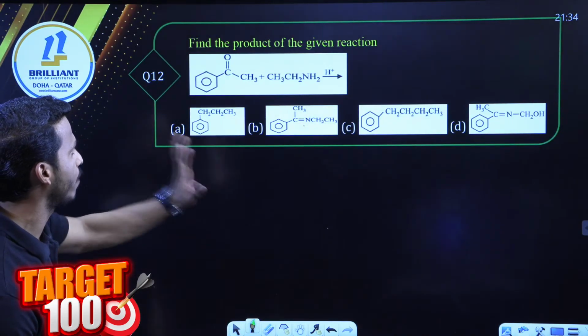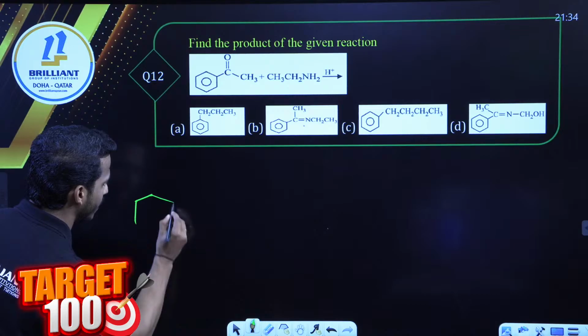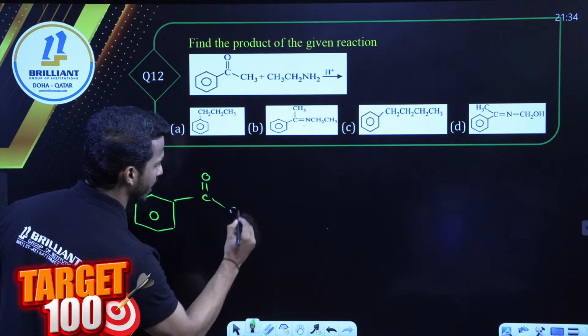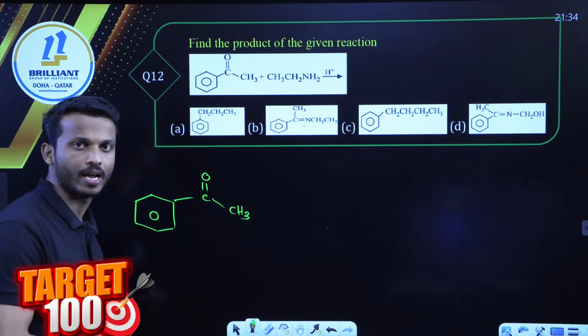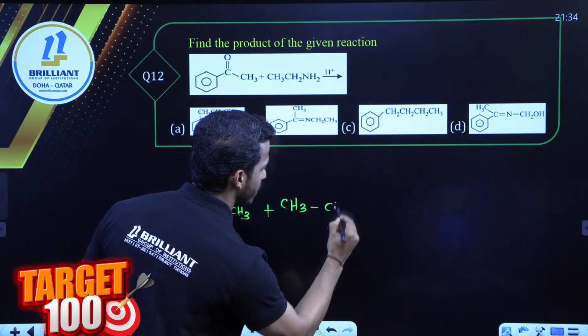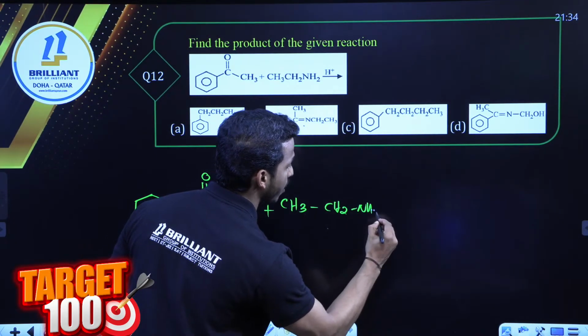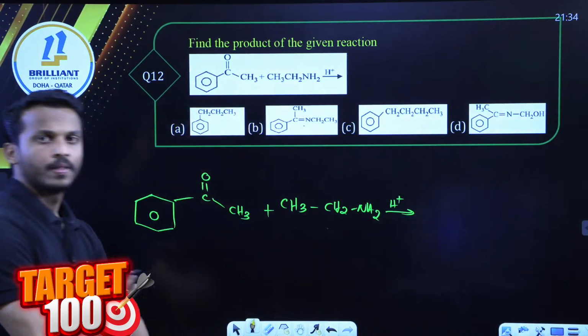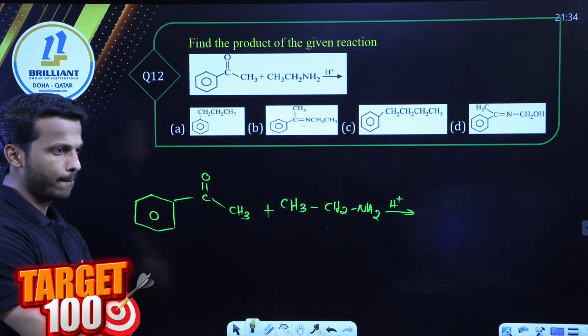Next question. Find the product of the given reaction. Let me just rewrite the equation. Benzene with COCH3, it's called acetophenone, treated with CH3CH2NH2, an amine. What is the product? I'm waiting for your answer.